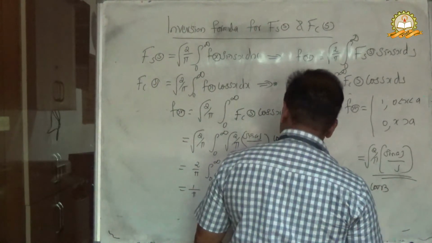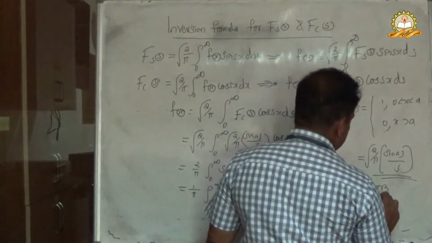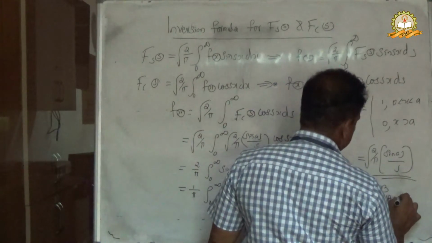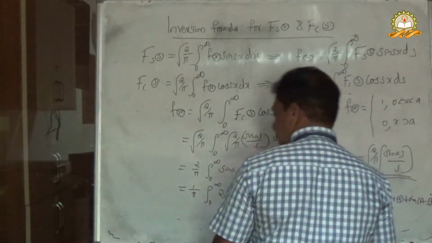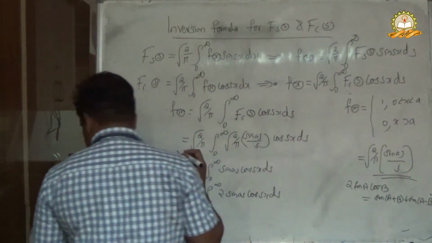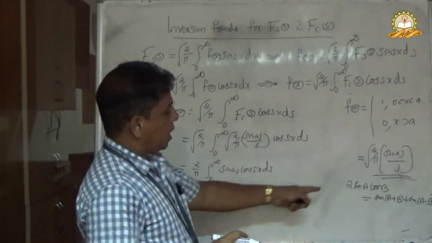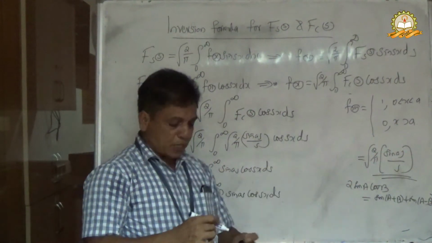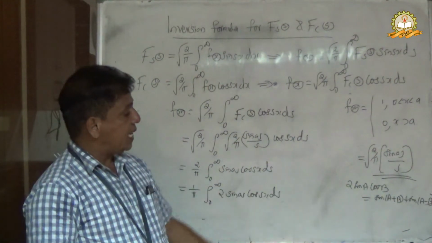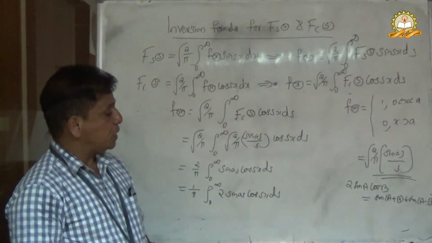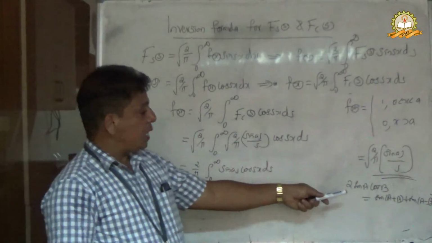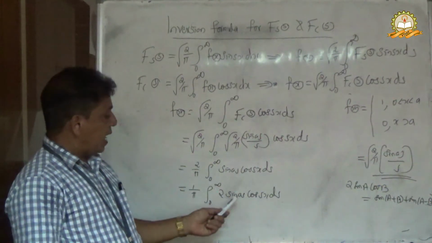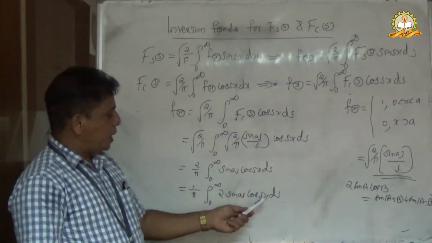2 sin A cos B is equal to sin A plus B plus sin A minus B. We have already discussed this trigonometrical identity in the plus 1 level. When we apply this formula here, A is equal to As and B is equal to Sx.